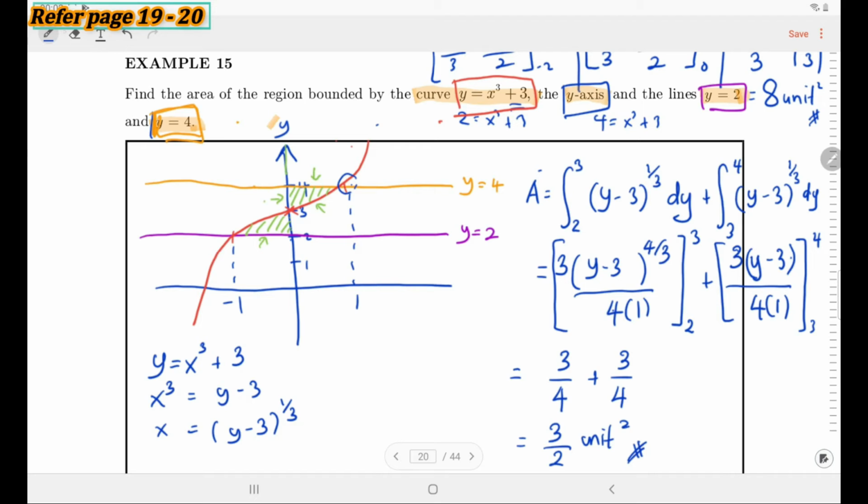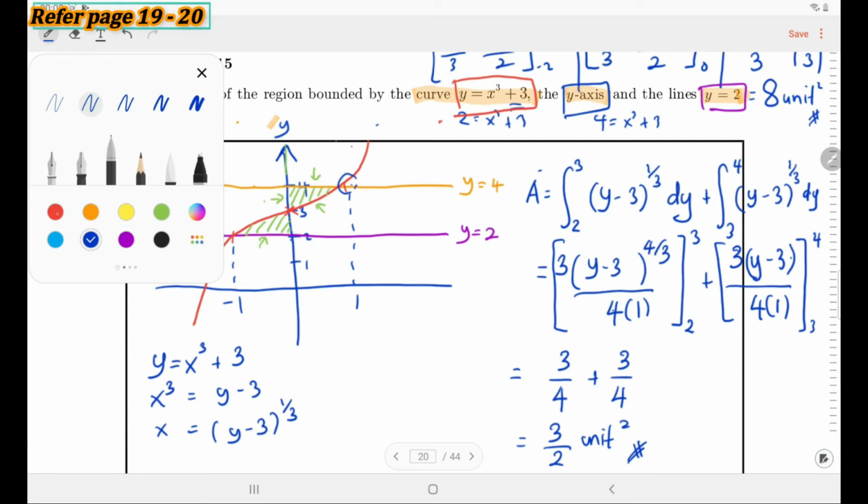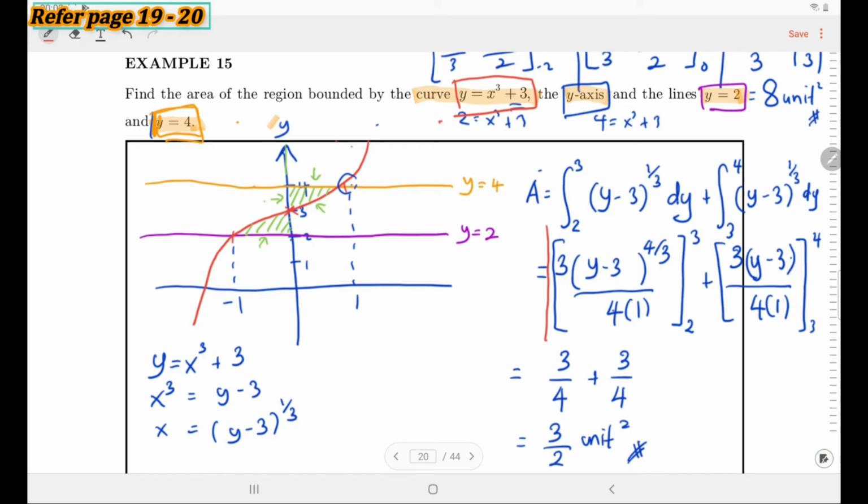On this side, if you try yourself, you'll get this in negative. You must put modulus, since the region is on the left side of the y-axis. So I put modulus here. The actual answer here is negative 3 over 4, and when I put modulus, it becomes positive. So 3 over 4 plus 3 over 4 results in 3 over 2 units squared.